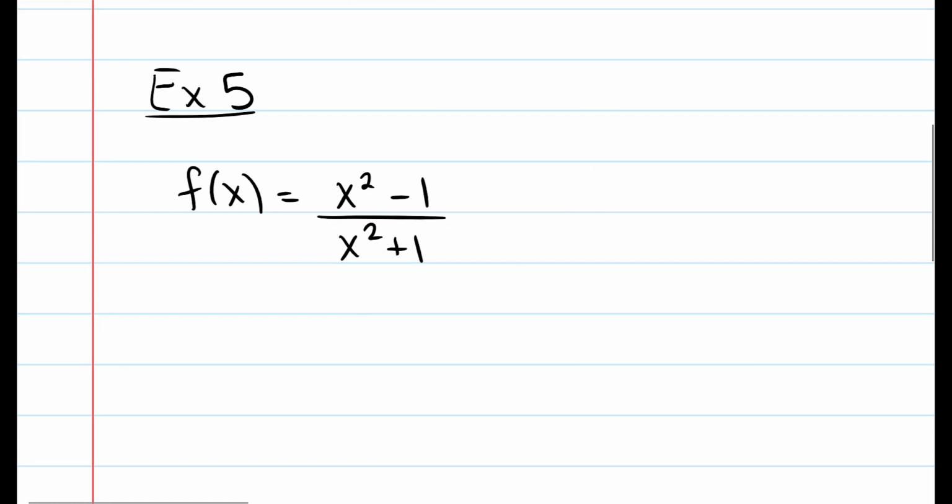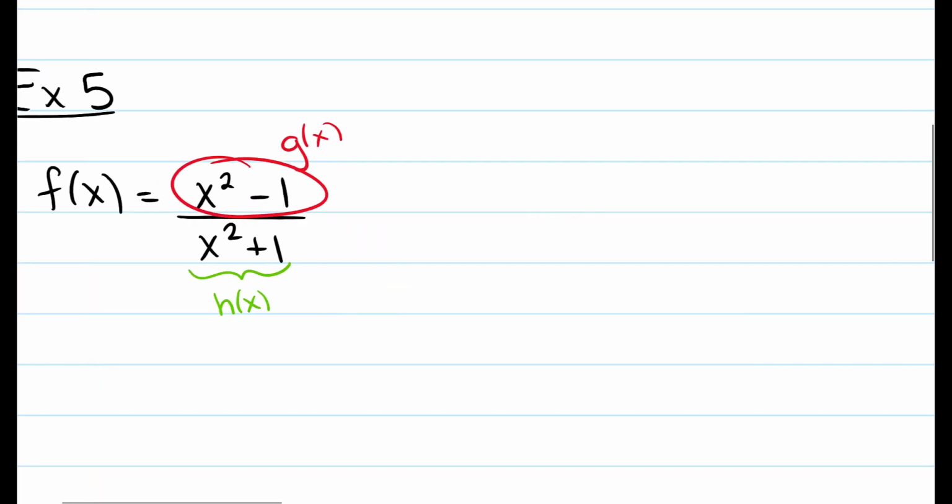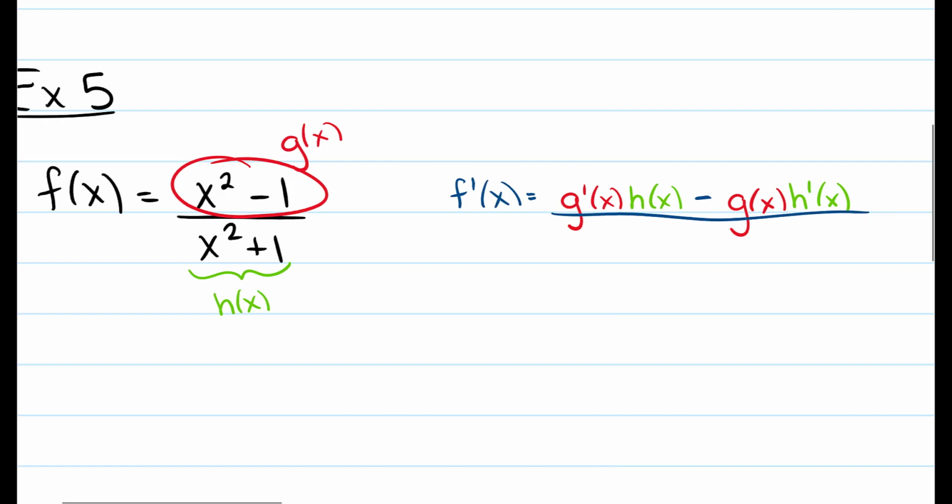In example 5, we're going to have a function that's going to be defined as two functions being divided by each other. So we're going to identify the numerator as x squared minus 1, which we'll call g of x, and the denominator, x squared plus 1, we're going to call h of x. So if I want to take the derivative, this is going to be equal to g prime of x times h of x minus g of x times h prime of x, all divided by h of x squared.